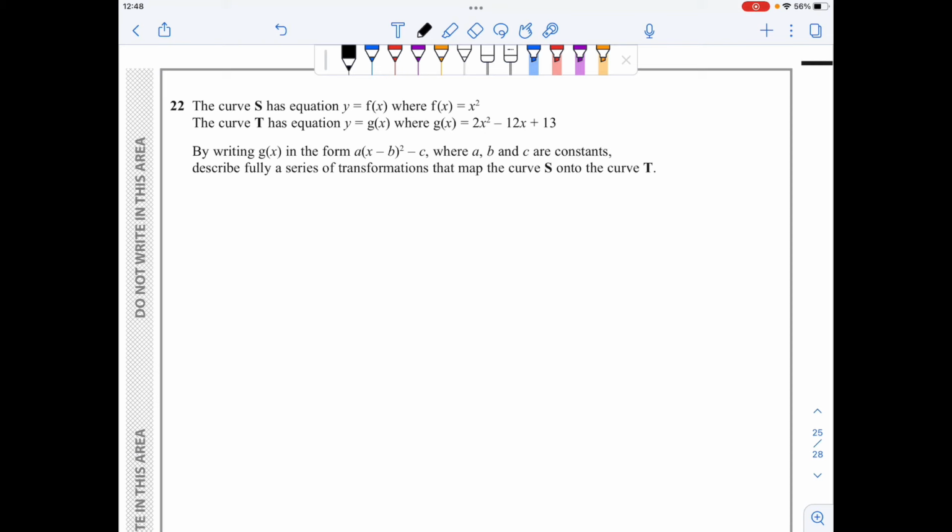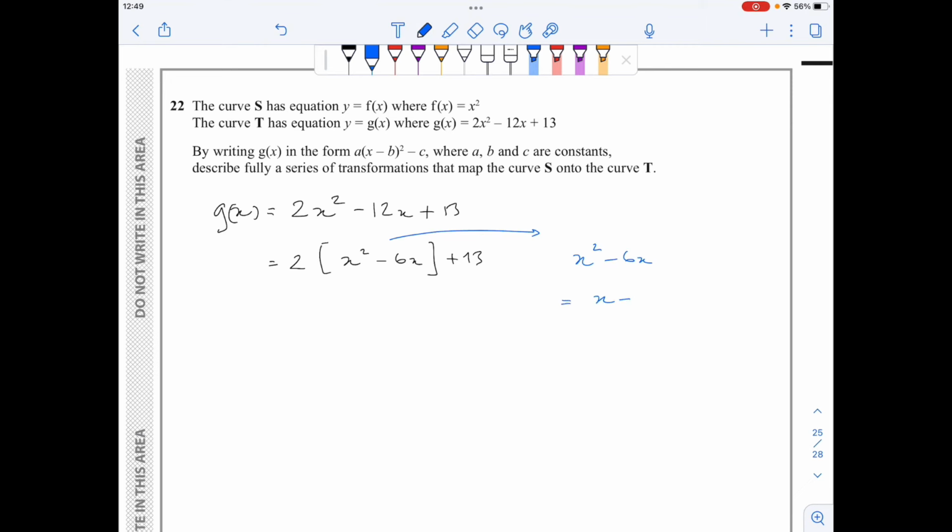For question 22, I'll need to first complete the square for g of x. So let's write this down. 2x squared minus 12x plus 13. That's equal to 2 square bracket x squared minus 6x, close bracket, plus 13. Then I'm going to come to the side and complete the square. x squared minus 6x is equal to x minus half of 6, which is 3, so x minus 3 all squared, and then minus 3 squared. This will give me x minus 3 squared minus 9.